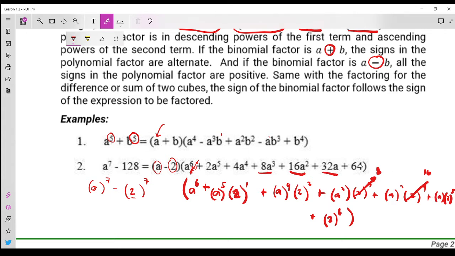Then take note that our sign here is negative. So, meaning, the signs of our enclosed terms here will be all positive. So you have your plus, plus, plus, plus, plus, plus. Again, if your sign here is positive, the signs of the enclosed terms of the other factor should alternate. So, plus, minus, plus, minus, plus. Okay, so I hope it's clear.